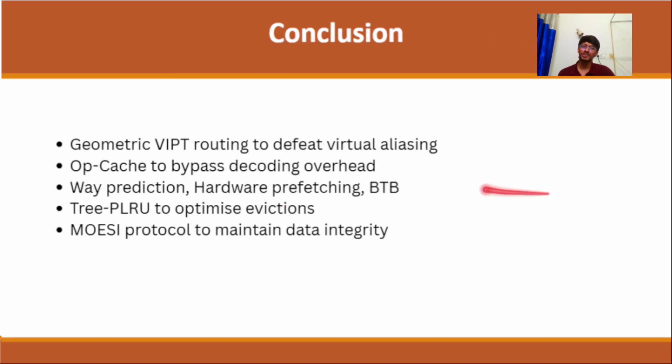Conclusion. In conclusion, the Zen 5 cache hierarchy is a masterclass in logistics, from geometric VIPT routing defeating aliases, to tree PLRU evictions, and to the bandwidth-saving MOESI protocol, every transistor is designed to maintain strict data integrity and keep the reorder buffer fed.